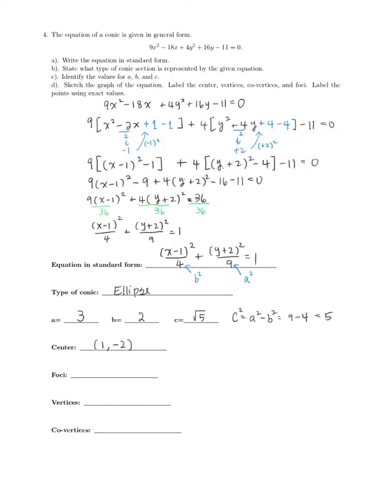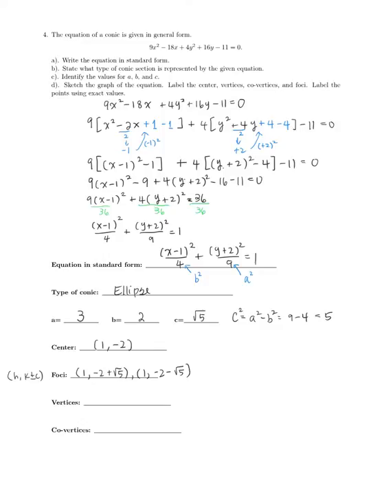Okay, now the foci, the formula for that is what? Let me write it on the left-hand side. It's (h, k ± c). So it looks like what we got is (1, -2 + √5) and (1, -2 - √5). Okay, now let's go with the vertices.